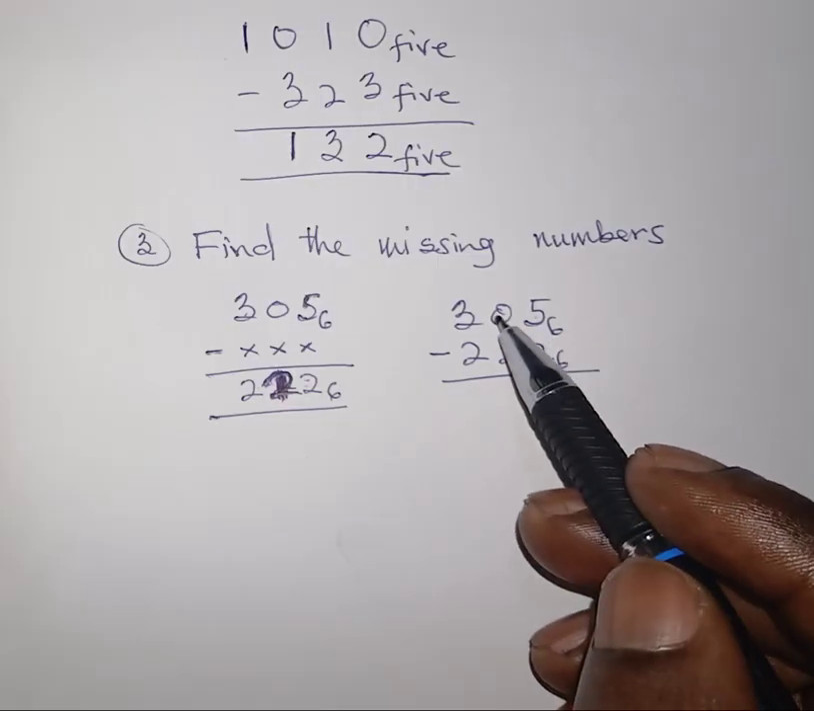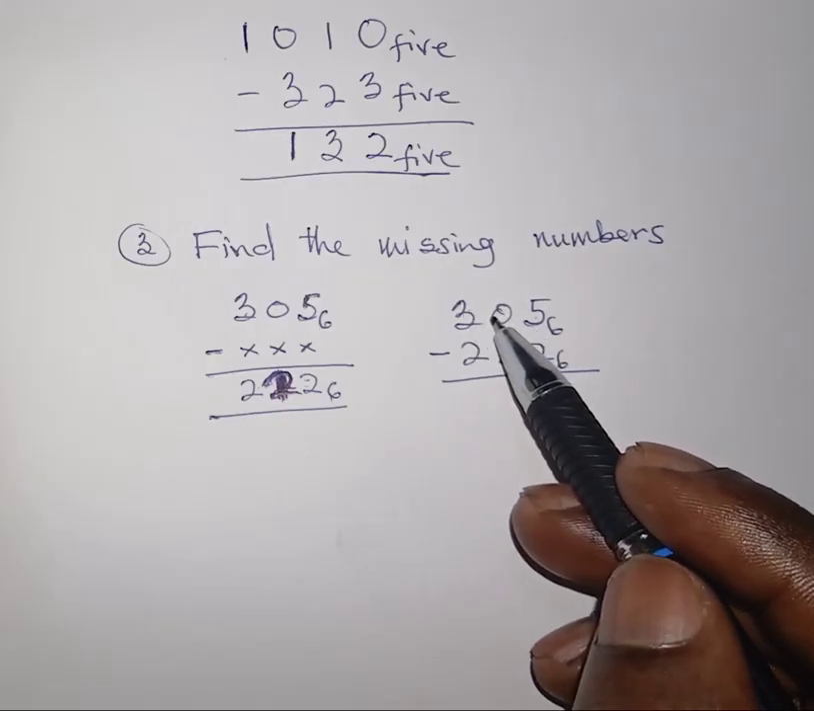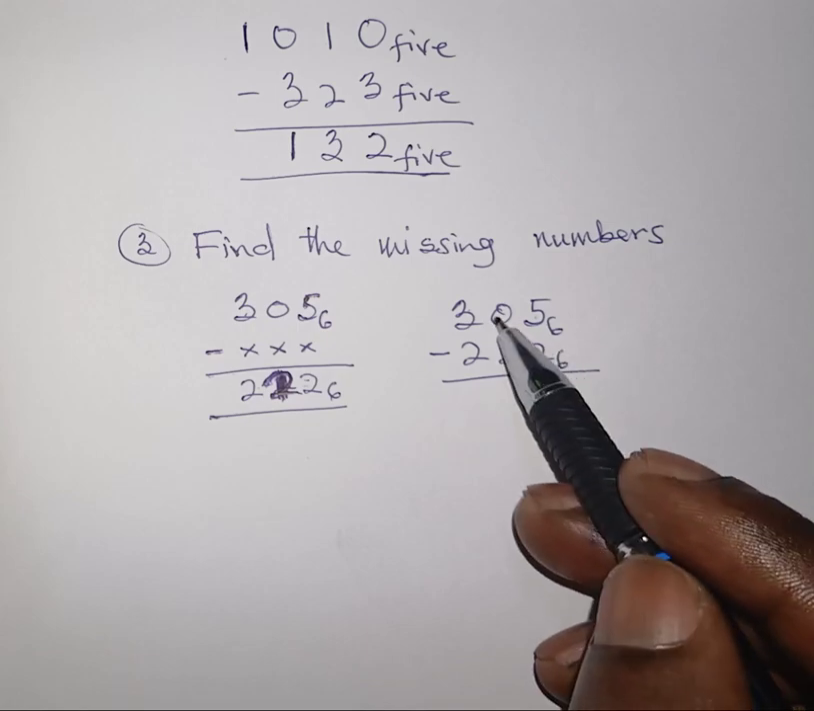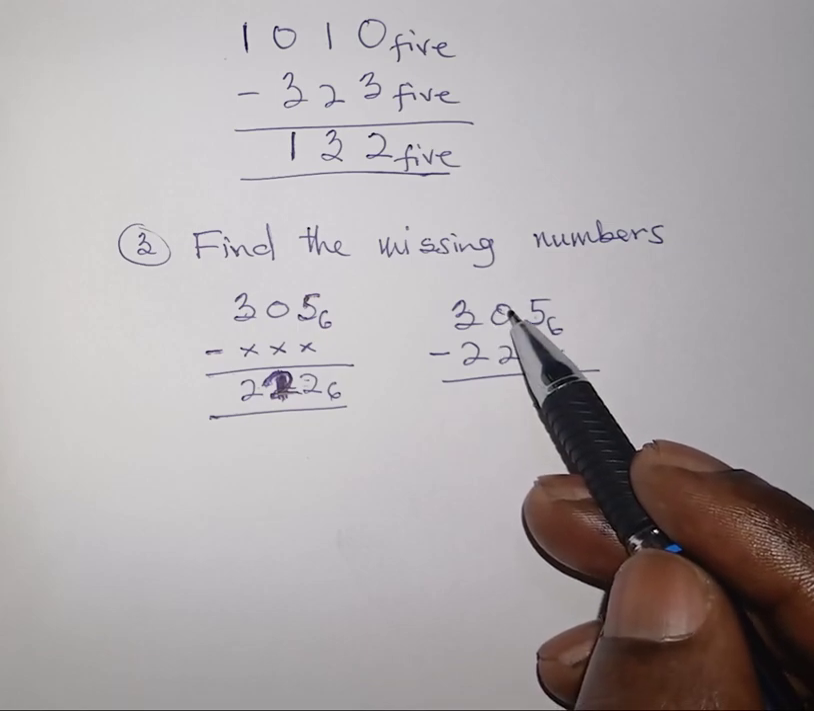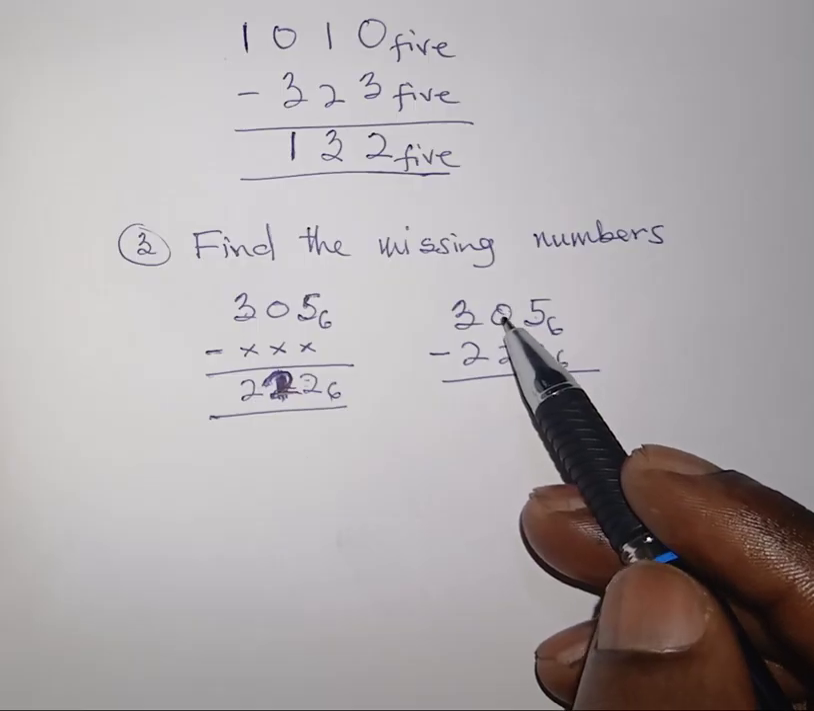0 minus 2, we know that this is 0, so I will come here and borrow 1. When I add 1 to this, we know that it is not 1, but it is the base, which is 6. So here it will be 6. 6 plus this, okay, 6 plus 0 gives me 6.